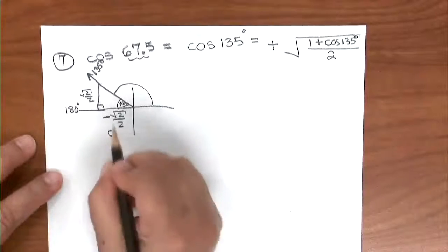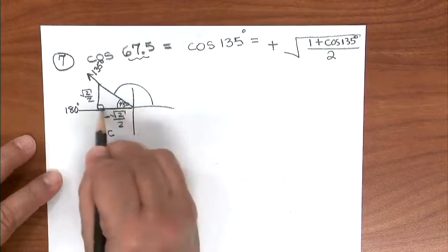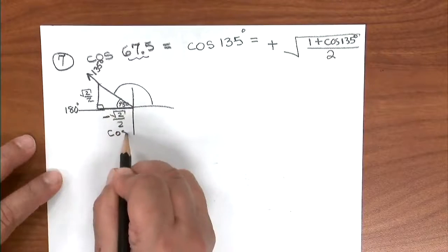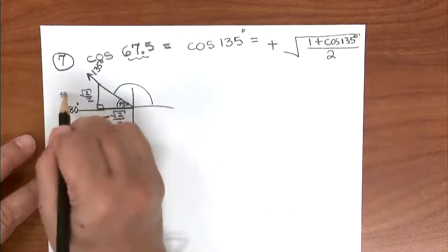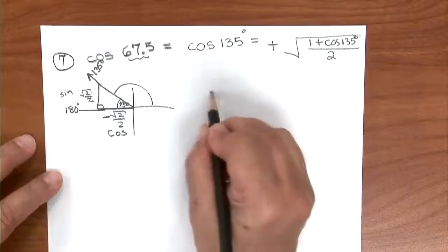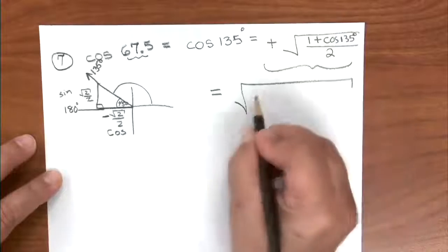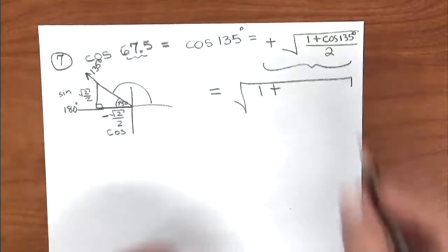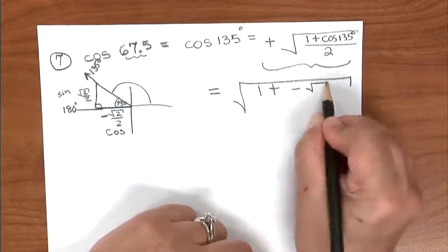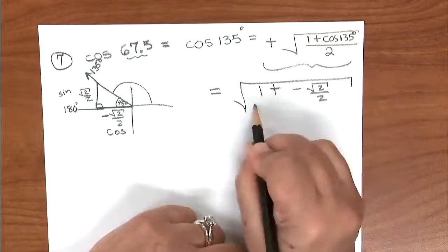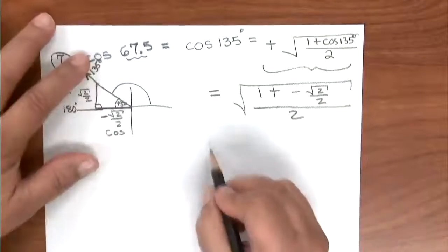This guy, the horizontal leg, always represents the cosine, which we need. This represents the sine, but we won't be using it. So now come over here, plugging into this. Okay, so cosine is that negative square root of 2 over 2. Divided by 2. Let's clean this up.